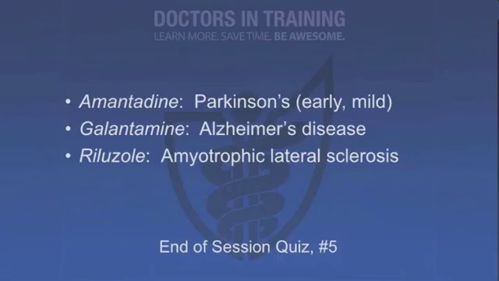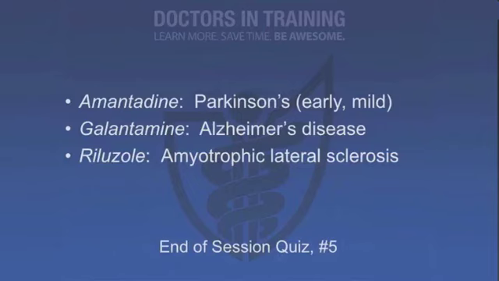Next question. Name the therapeutic uses of the following drugs. So amantadine. So we use this in early or mid-Parkinson's disease. What other problem was it used for in the past? It was used for influenza A, but now there's so many resistances, we don't use it very often. Galantamine. We use this for Alzheimer's disease. And riluzole is used for ALS.